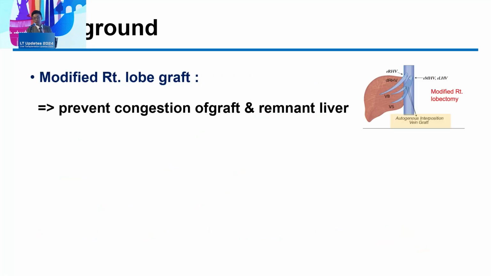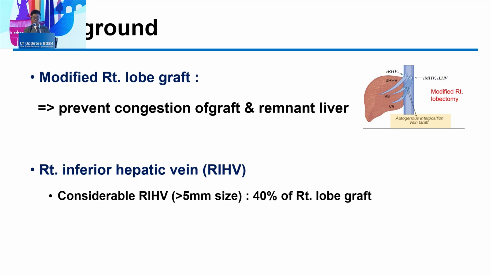Among the various kinds of liver graft, the modified right lobe liver graft is the most popular, even though there is regional variation. The modified right lobe liver graft can prevent congestion of both the graft and the remnant liver of the donor by reconstruction of the middle hepatic vein branch. Sometimes we encounter a right inferior hepatic vein.